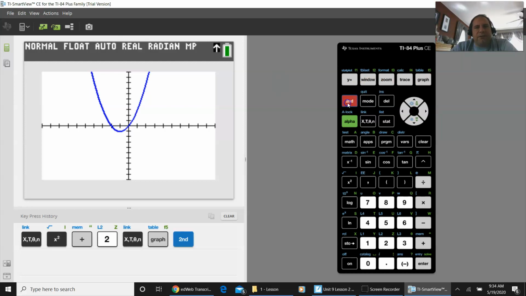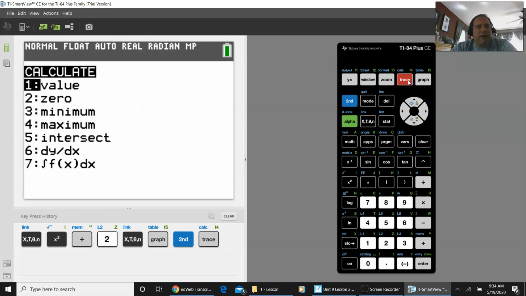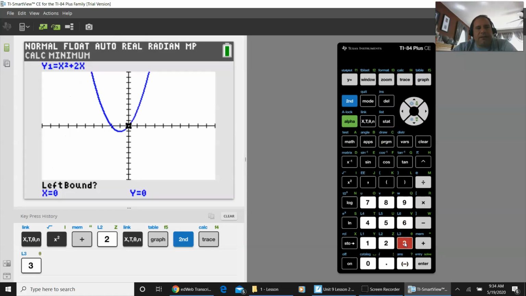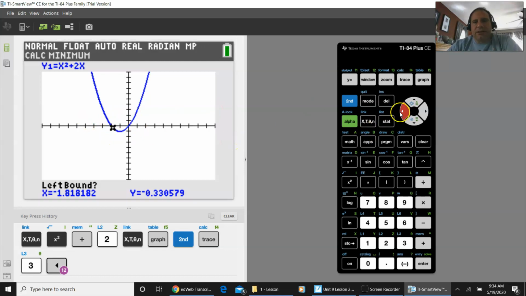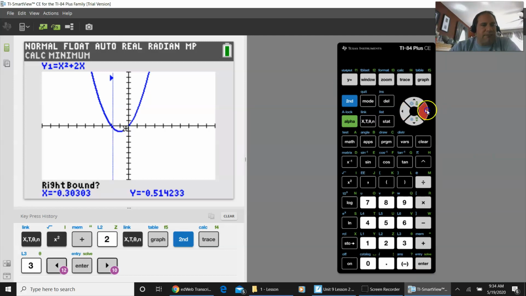So press second function and trace again for the calculate screen. Since this opens up, like I said, it has a minimum. As far as the vertex goes, the vertex is at the minimum. We are going to go left bound, and left bound is to the left of where the vertex is. Exactly where I have my X, that's exactly where I moved it by using the left button on the calculator. Now you can press enter and it says right bound. Please move that X to the right of where you think the vertex is. And you press enter one more time.